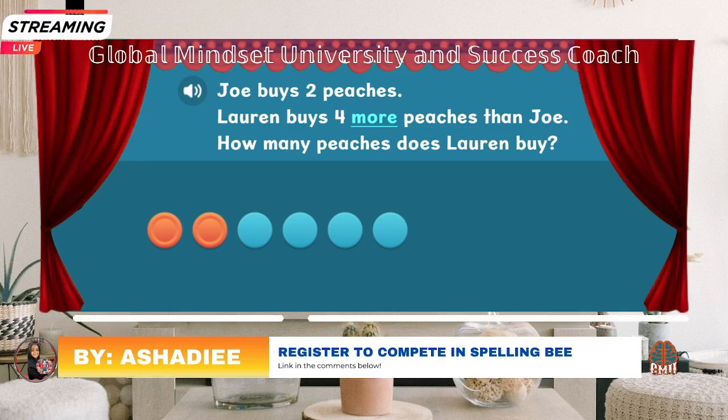Now, which one represents Joe's? It's the orange. Which one represents Lauren's? It's the blue. So Lauren bought 6 peaches together. Because Joe's, which is going to be 1, 2, plus 4 more, 1, 2, 3, 4, 5, 6.